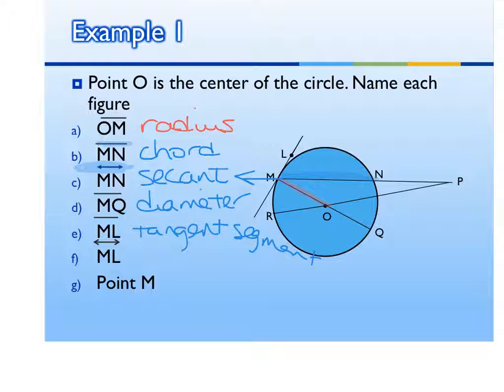Now, for the next one, same letters, but it's got the line on top. This one we could just name as a tangent. Okay, so when it's the letters of the tangent, but it's a segment picture on top, name it as a tangent segment. And then point M is what? Point of tangency. The point of tangency.